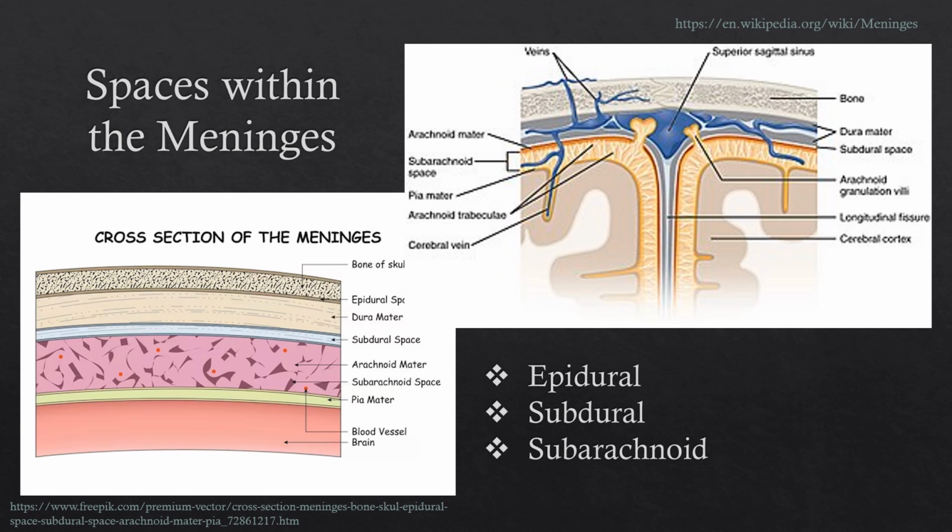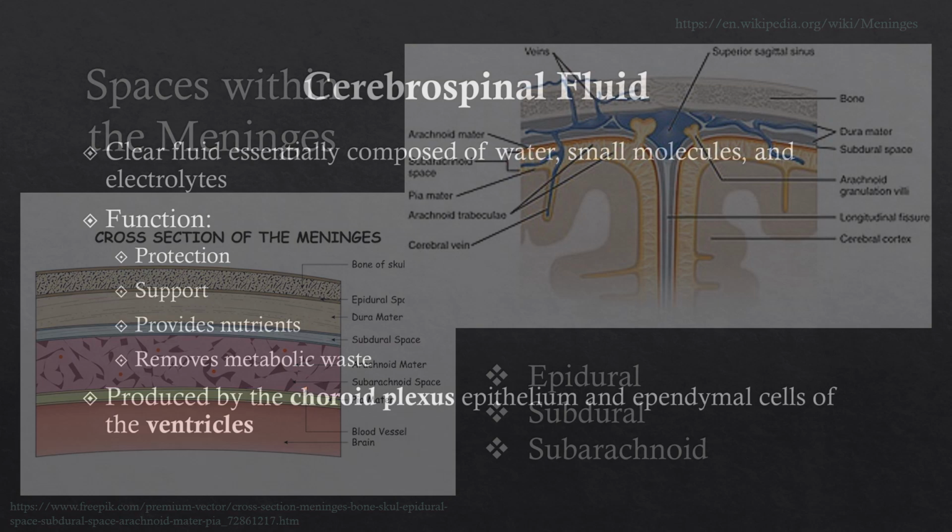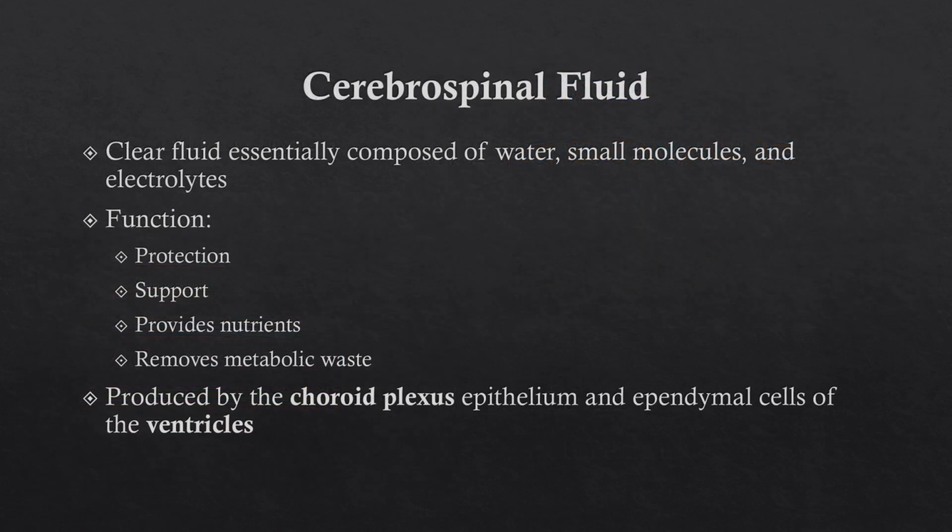The subarachnoid space is below the arachnoid mater, between the arachnoid mater and the pia mater layers. Cerebrospinal fluid circulates in this space, which functions as a cushion and protection. Here you can find arachnoid granulations, small one-way valves that allow cerebrospinal fluid to flow from the subarachnoid space into the dural sinuses.